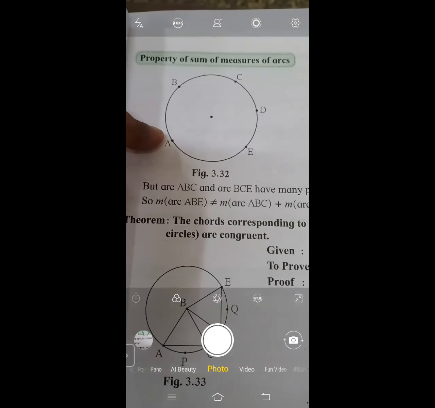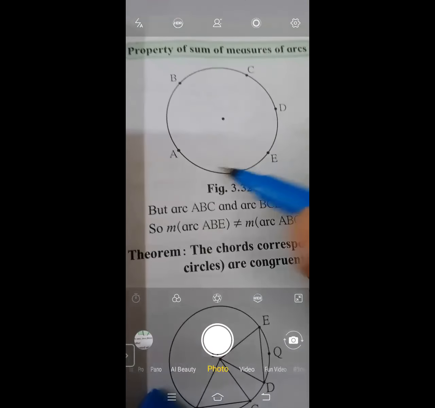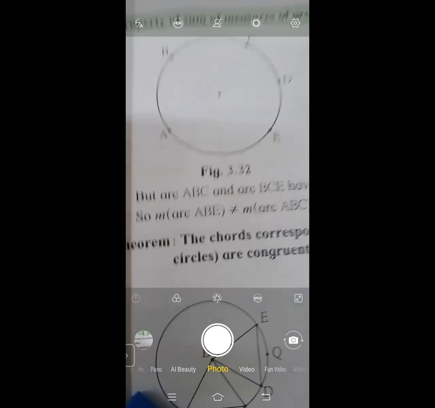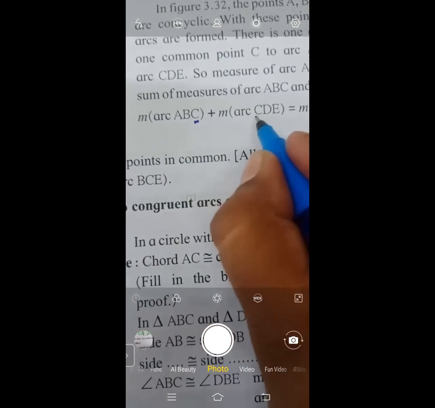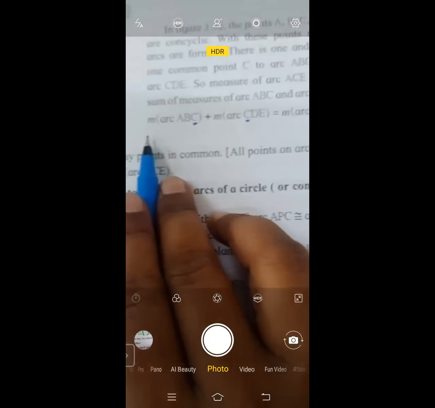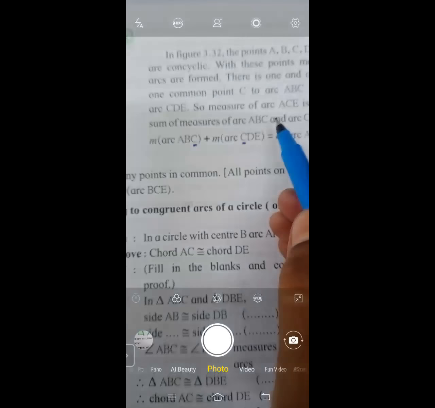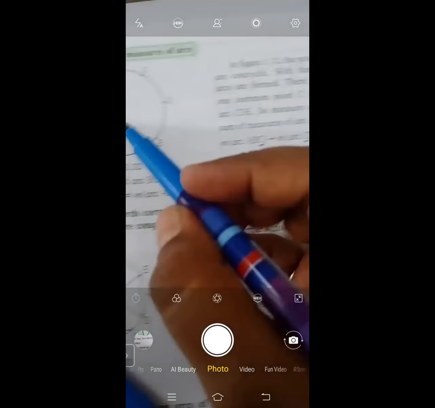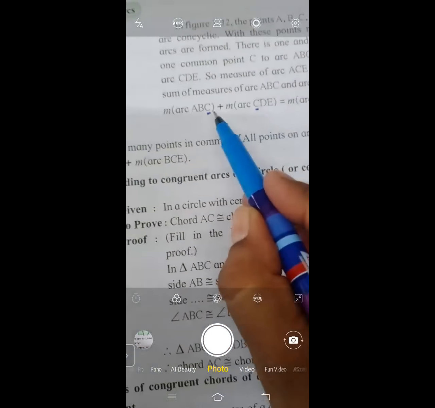Yesterday we have seen that to find the whole arc ACE, we added two arcs, that is ABC and CDE. Here we have just one point, that is C, in common. So measure of arc ABC plus measure of arc CDE is equal to measure of arc ACE, which gives us the measure of the whole arc ACE. Note that we just have a single point in common.